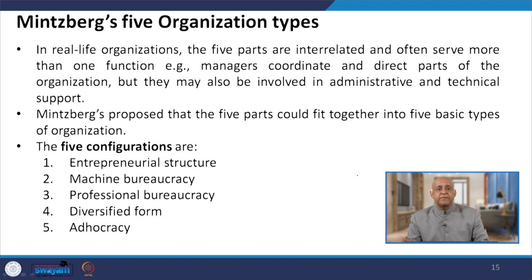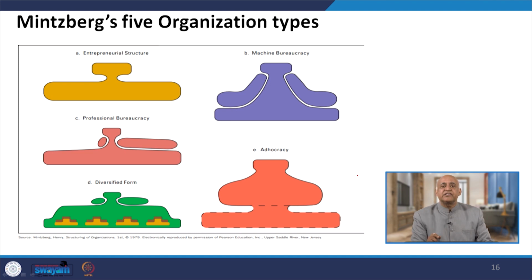The five organization types are the entrepreneurial structure, machine bureaucracy, professional bureaucracy, diversified form and the adhocracy. So, managers are required to coordinate and direct parts of the organization, but they may also be involved in the administrative and technical support, and therefore, this is the type of Mintzberg organizations. These are the organization structures; you see how the five organization structures have been very beautifully designed: entrepreneurial structure, professional bureaucracy, diversified forms, machine bureaucracy and the adhocracy.